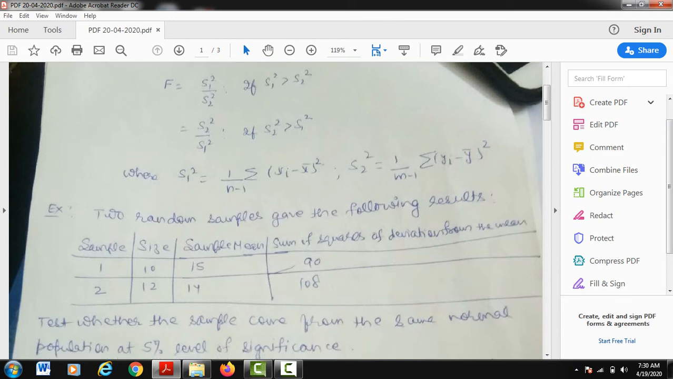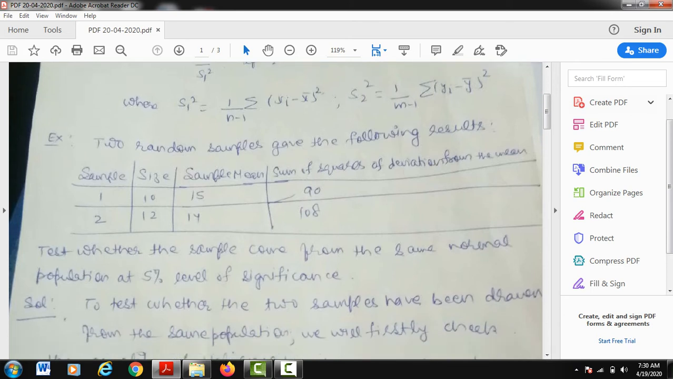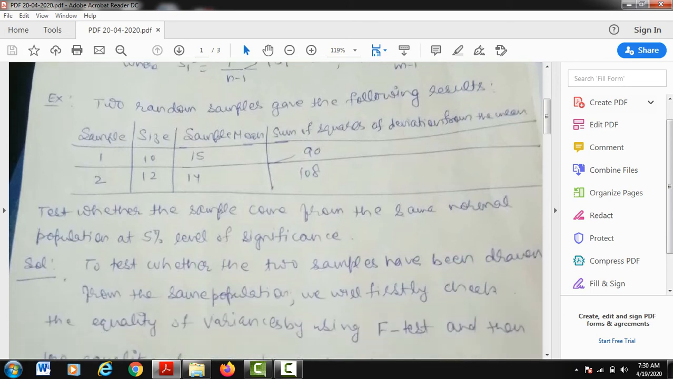Okay students, let us read the statement first. The two random samples give the following results. We have two samples, sample 1 and sample 2. In the second column, the size is mentioned. The size of sample 1 is 10 and the size of sample 2 is 12.